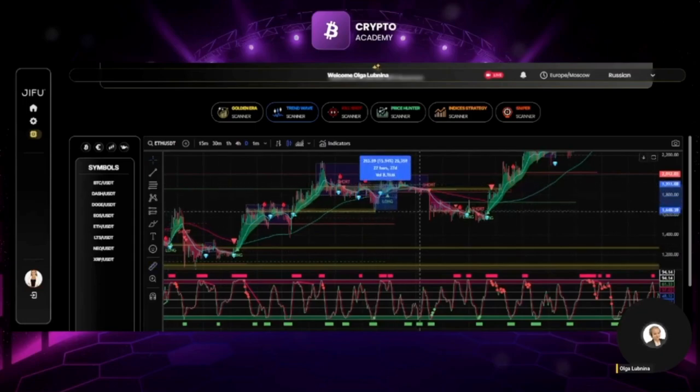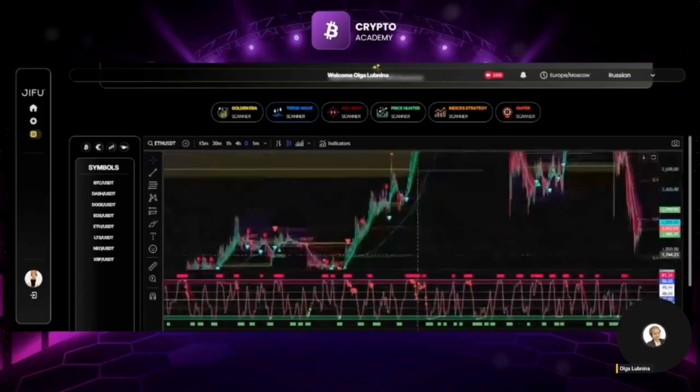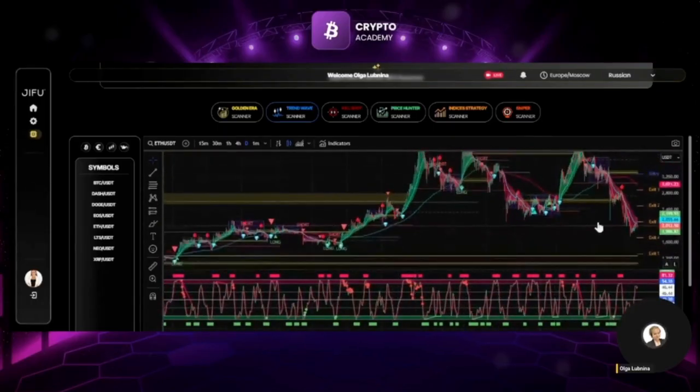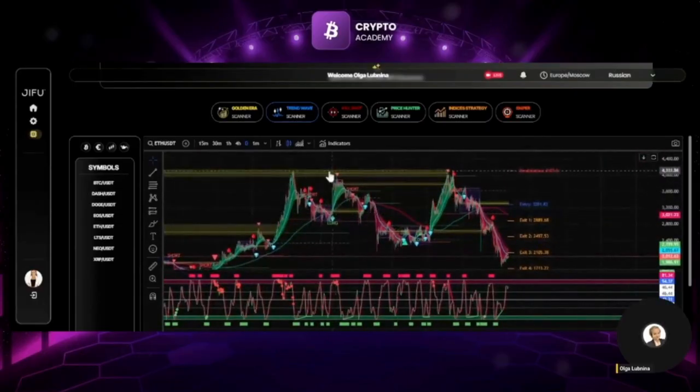So, the reaction for short is minimal. Again, minimal reaction. Here's quite a significant reaction. And as shown, there is also a reaction from this level. The stop loss must be set under or above the consolidation itself because we can go through all the volumes and then only give a reaction from here.